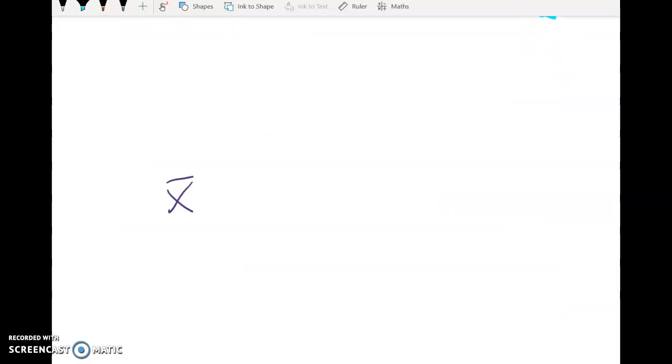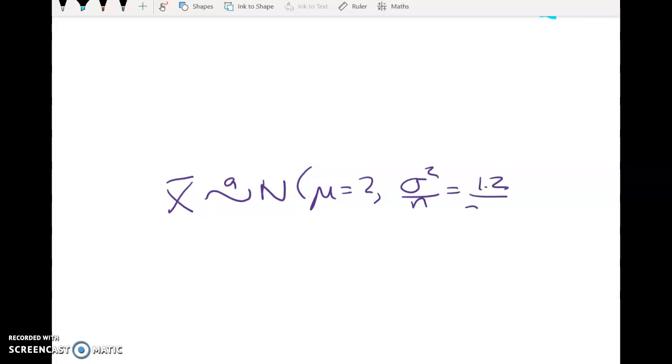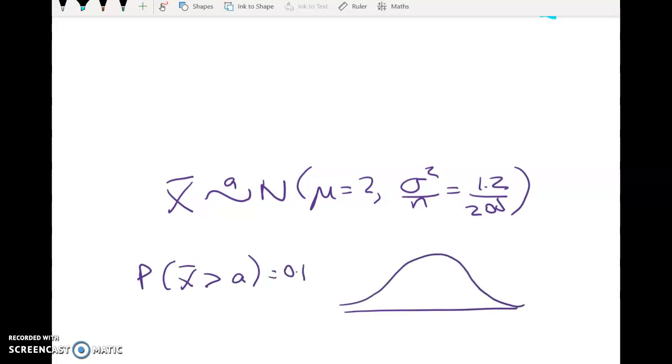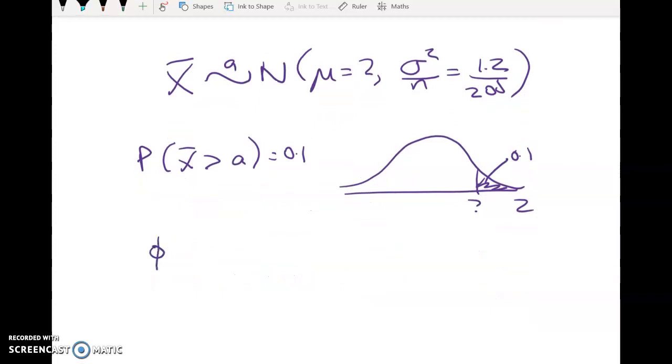So x bar is distributed roughly normally, with a mean of 2 and a variance of 1.2 over 200. We want the probability that x bar is greater than this magic number a to be 0.1. When we go to our z tables, what we're looking for is the value that's cutting off 0.1 there. So we're saying phi of what will give me 0.9. And we can use the bottom part of that table.